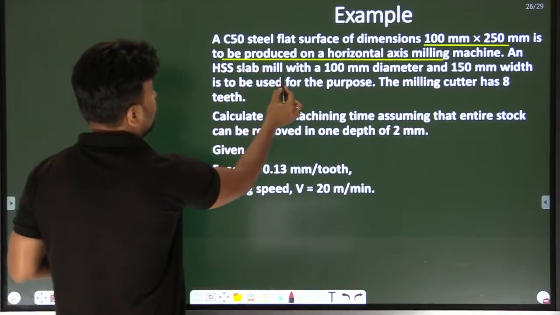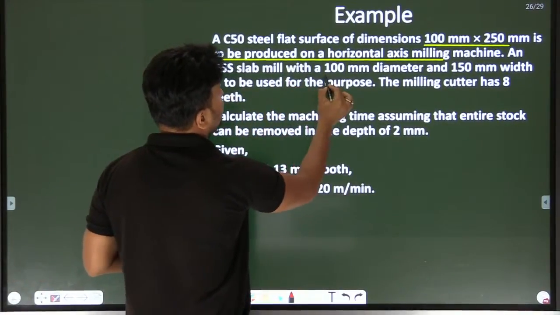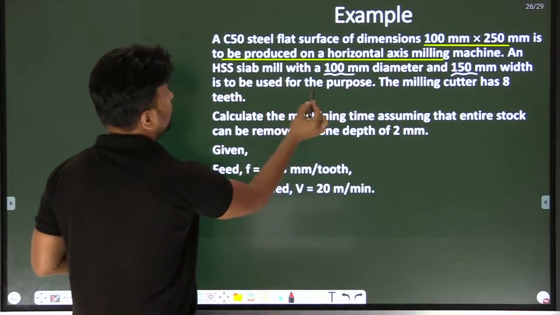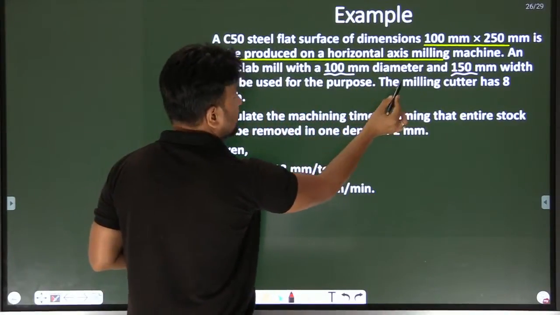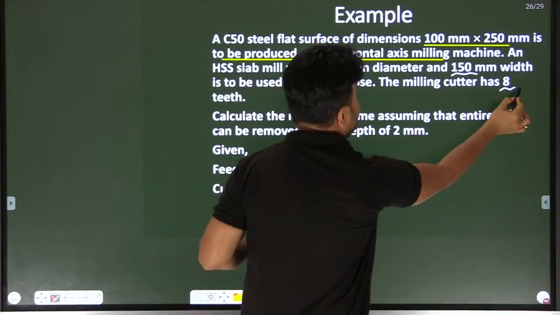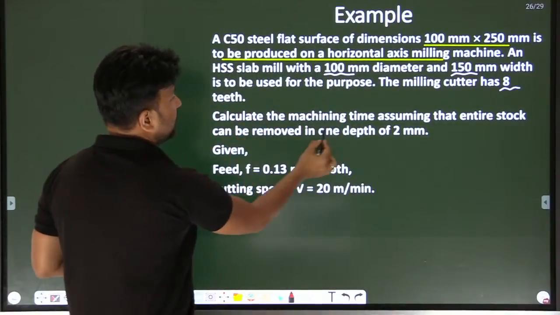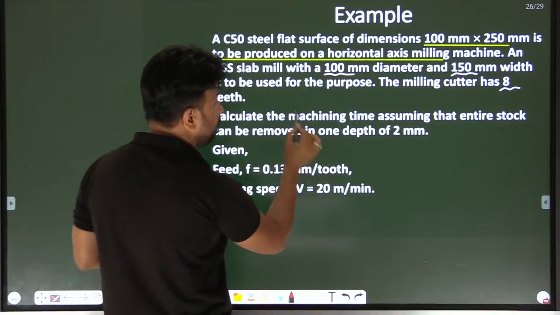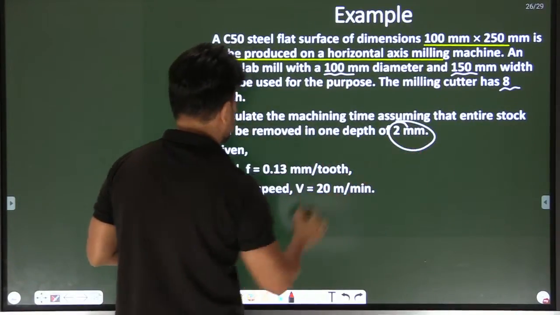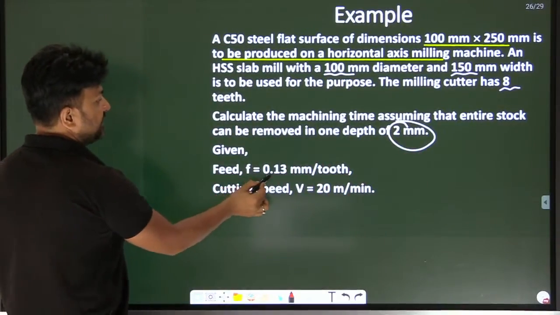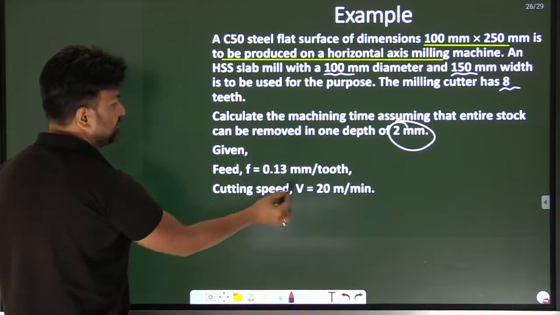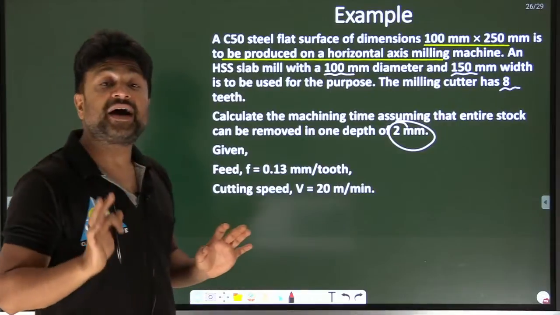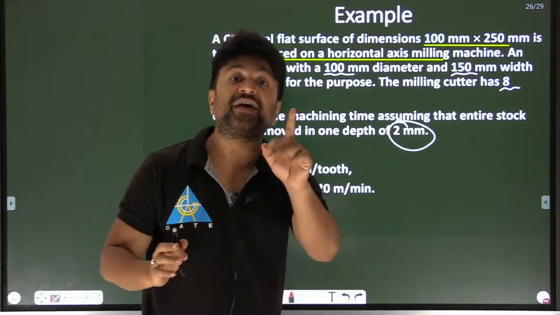An HSS slab mill with a 100 mm diameter and 150 mm width is to be used for the purpose. The milling cutter has 8 teeth. Calculate the machining time assuming that the entire stock can be removed in one depth of 2 mm. Feed is given as 0.12 mm per tooth, and cutting speed is given.